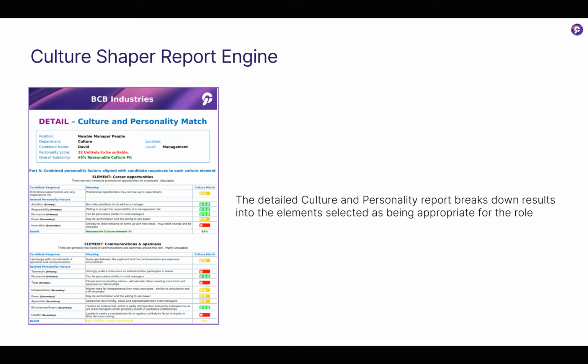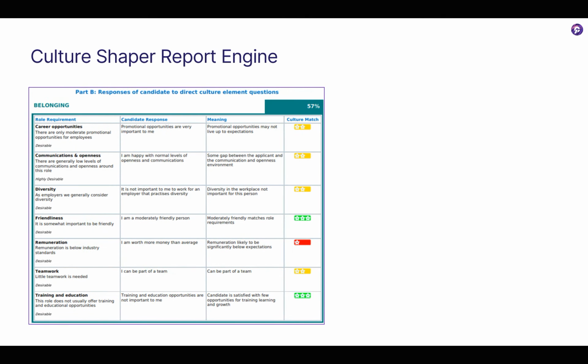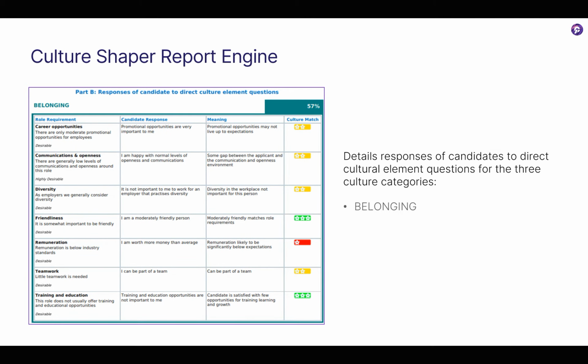The detailed culture and personality report breaks down results into the elements selected as being appropriate for the role. These are color-coded, with green representing a good fit for that element, amber representing a questionable fit, and red representing an element that is likely to require further development. Detailed reports on responses of candidates to direct cultural element questions are available for the three culture categories: belonging, climate, and performance.